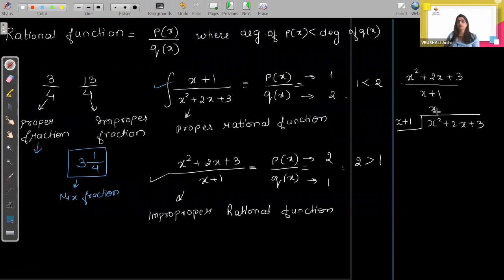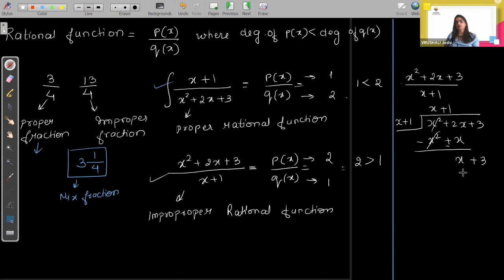So this will be x. x into x will give you x square, this will give you plus x. Then minus, this will cancel, you get x, bring down plus 3, so the answer will be plus 1. This is going to be plus 1.